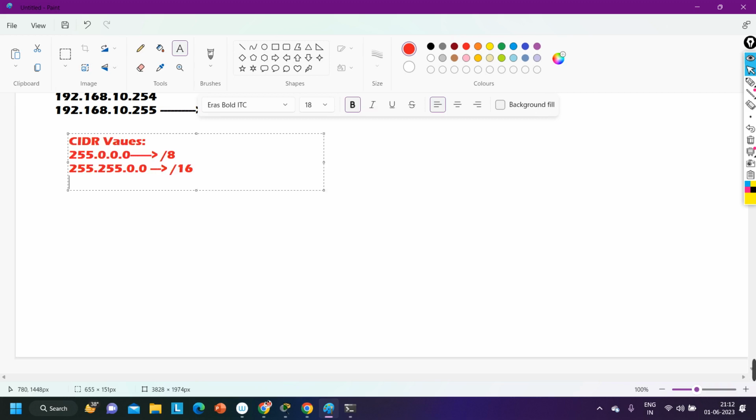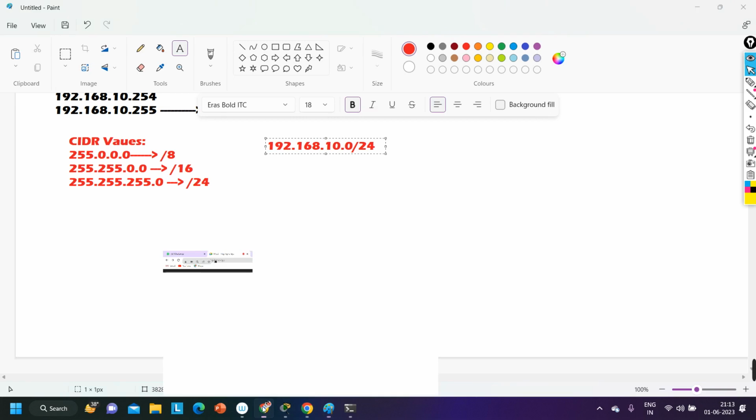For class C, 255.255.255.0, that is /24. Here there are 24 network bits. Now I am writing one IP address over here, that is 192.168.10.0/24. This is by default. That means there is only one network, and that network will start from 192.168.10.1 and it will end on 10.255.